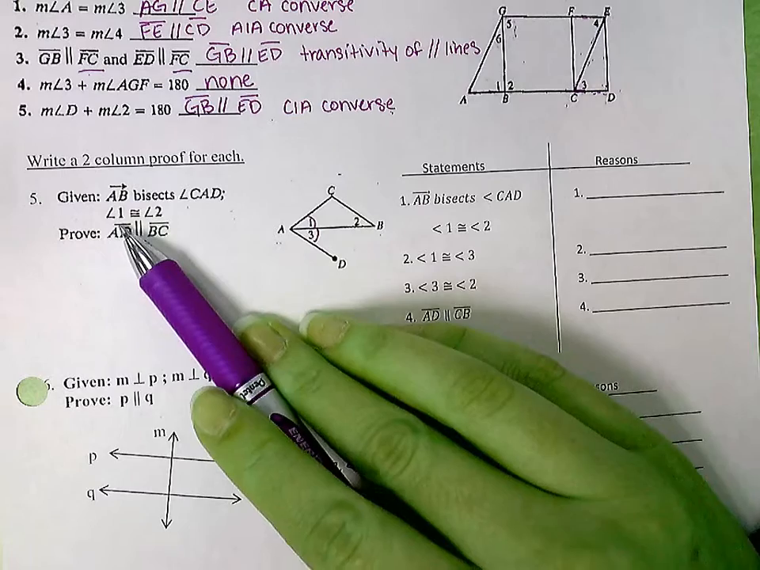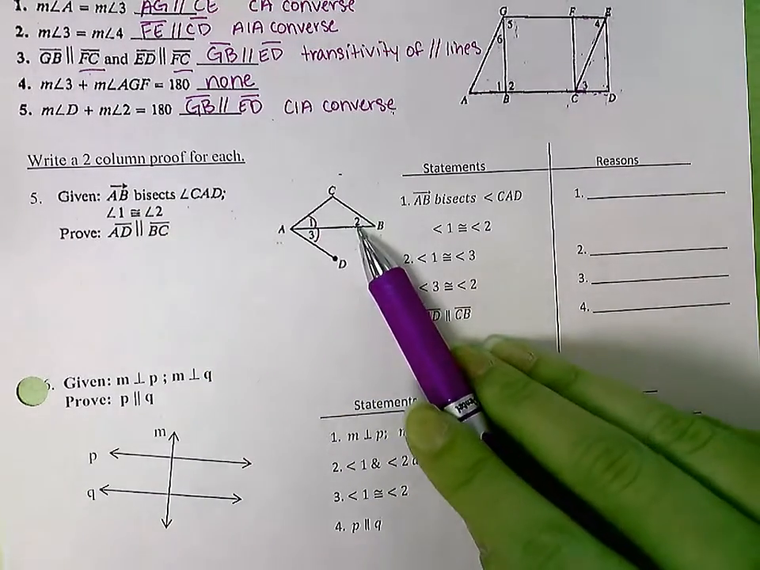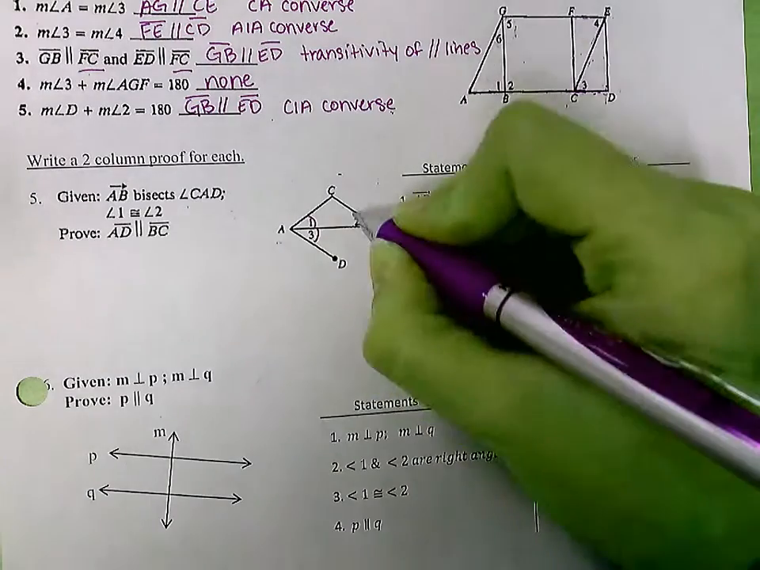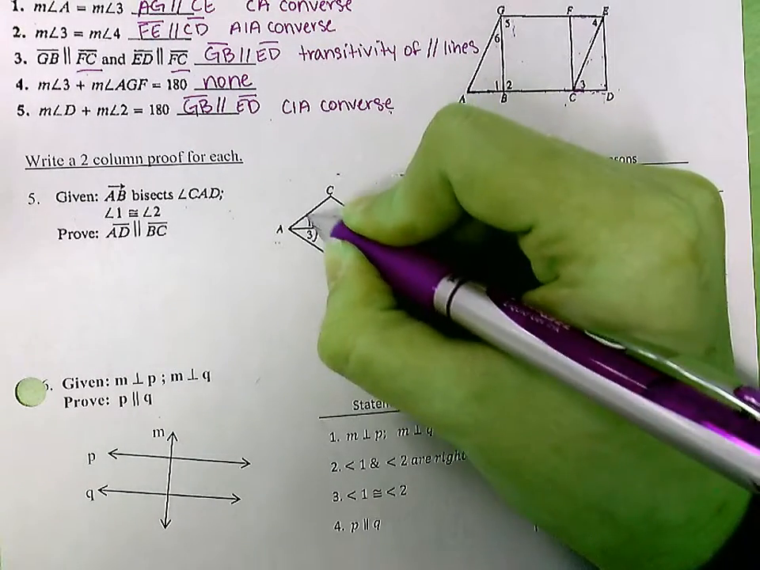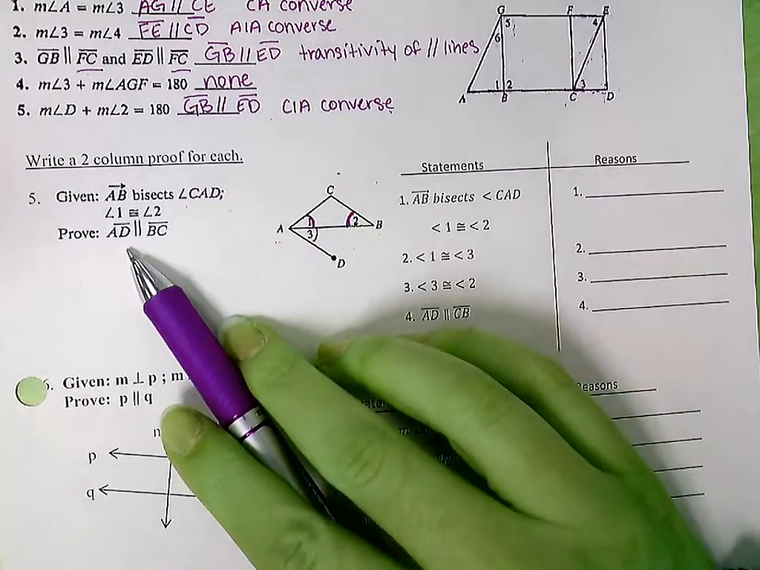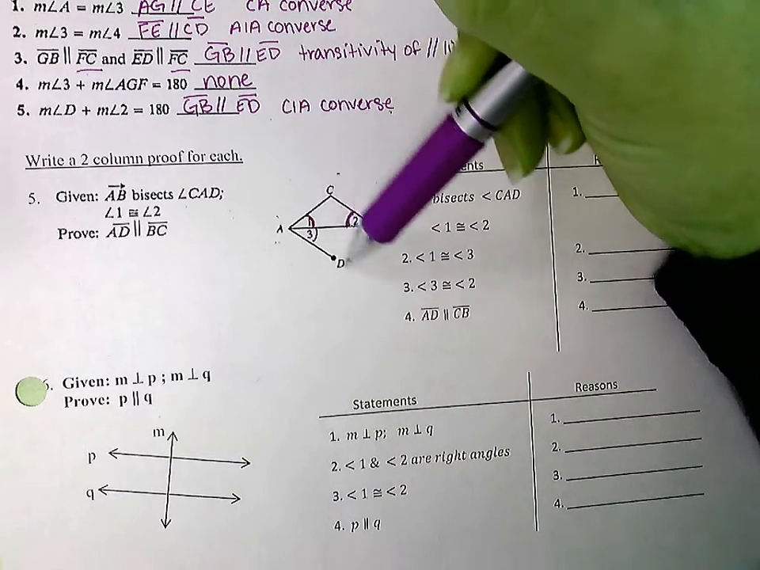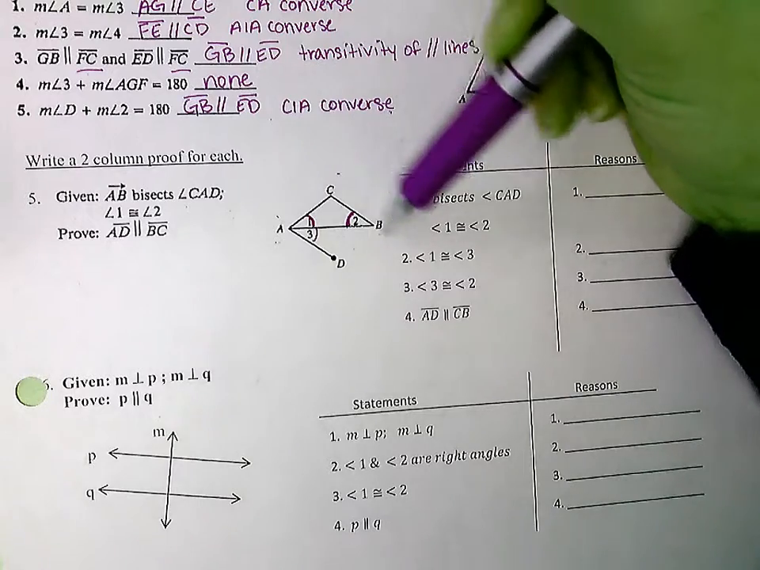Then I'm also given angle 1 is congruent to angle 2. Again, I'm going to label that in my picture. Since angle 1 has 1 dash, angle 2 should have 1 dash. Those are congruent to each other. Now I want to prove that segment AD is parallel to segment BC.